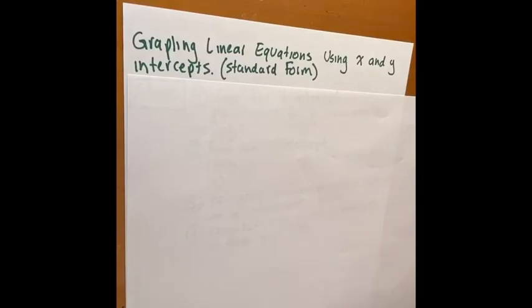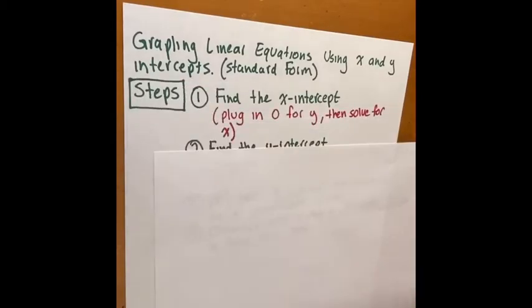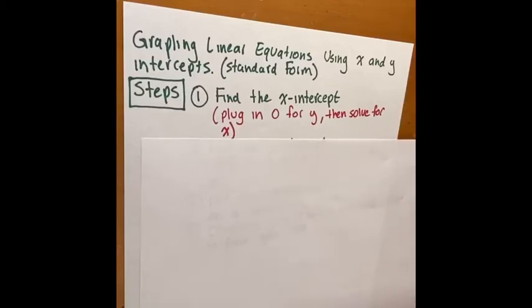Alright, so if we have a linear equation in standard form, we can use the x and y-intercepts to graph the linear equation. There are going to be 4 steps to do so, and we're going to be doing it algebraically. So step 1, find the x-intercept. To find the x-intercept, we're going to plug in 0 for y and then solve for x using algebra.